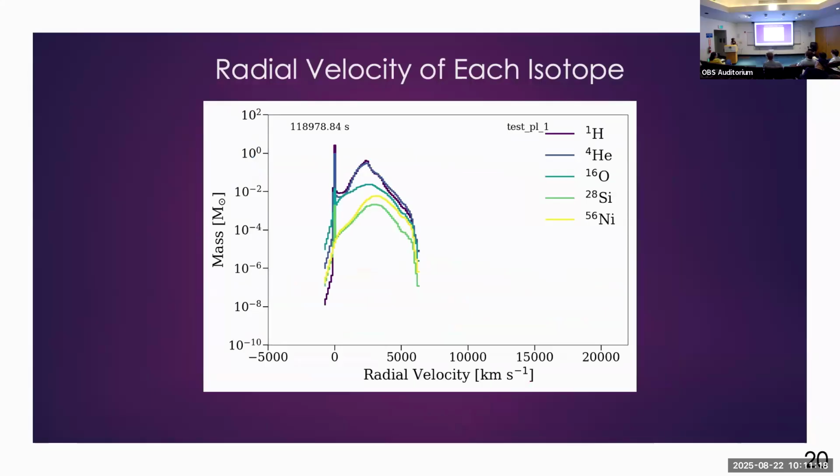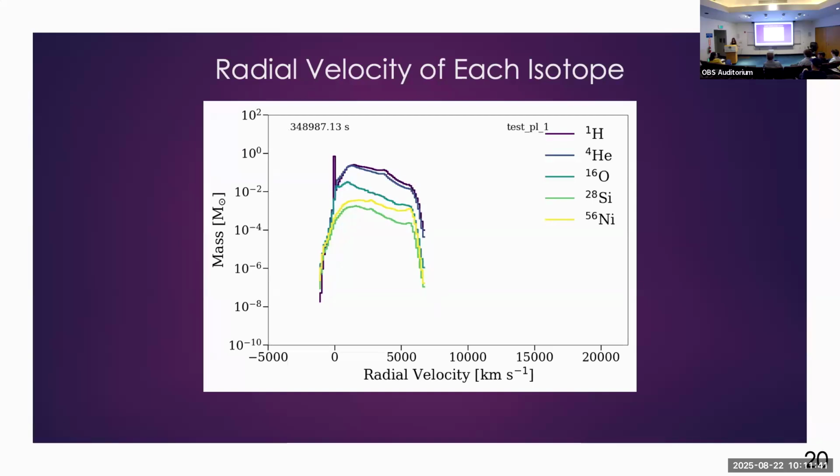I recommend that you focus when I play this movie on the yellow, which is the nickel, specifically because nickel is formed in the core during explosion and it mixes outward with higher energy. If I'm playing this movie, we see that the nickel initially accelerates and then decelerates as it encounters a denser environment. And again, some of it is mixed back in as I previously showed.